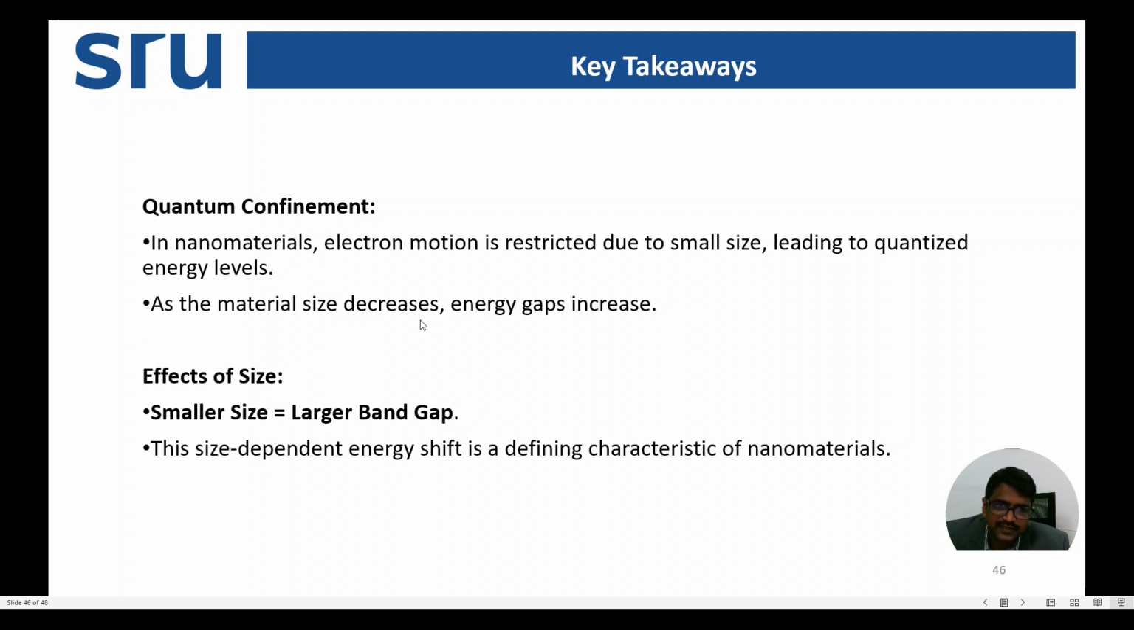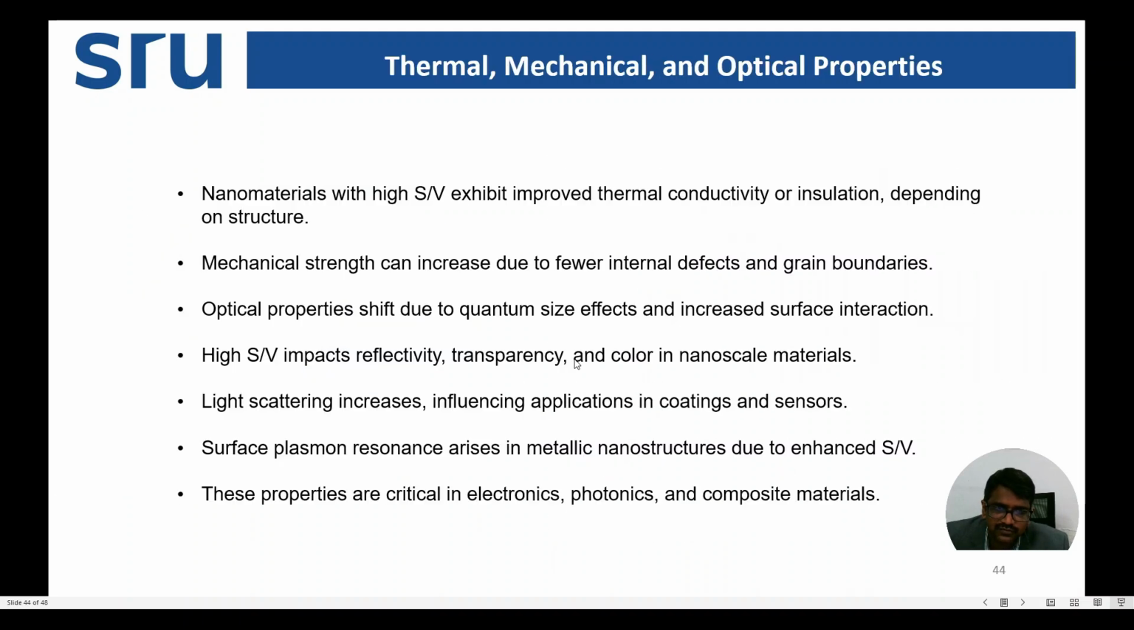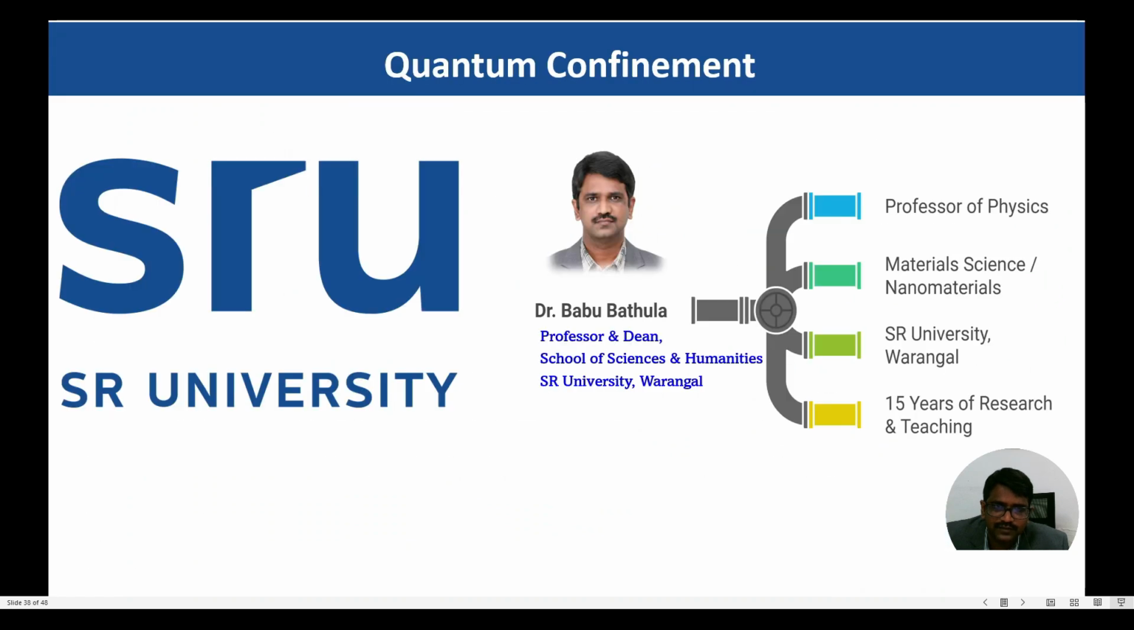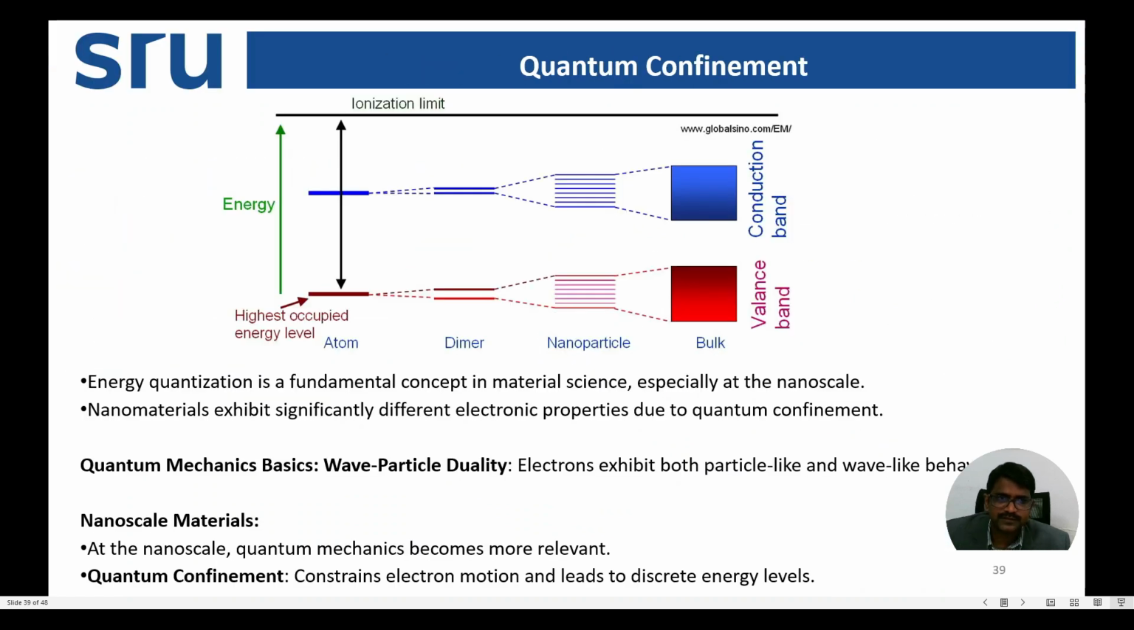As the material size decreases, the energy gap increases, right? So the effect of size: smaller size, larger band gap. The size-dependent energy shift is a defining characteristic of nanomaterials, right? So we will see today's presentation one more time. Okay, see the pictures.